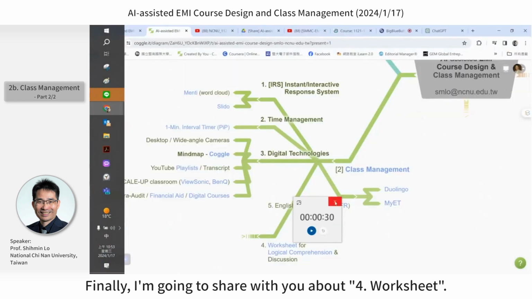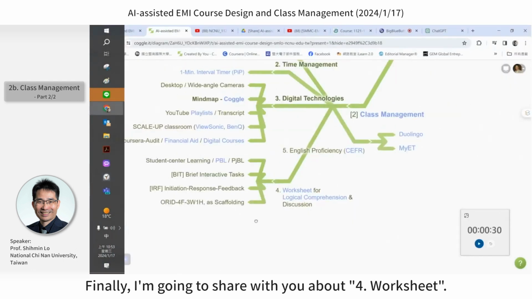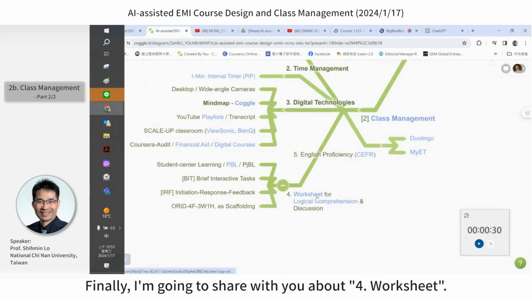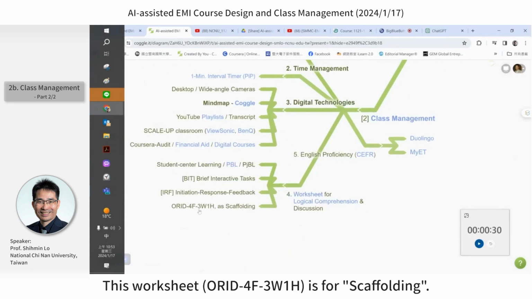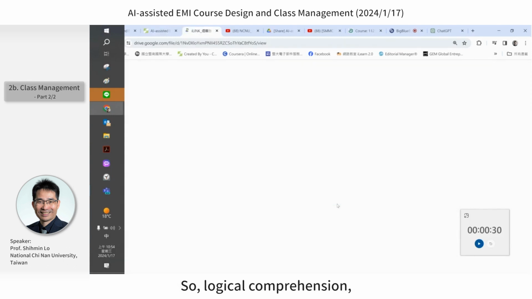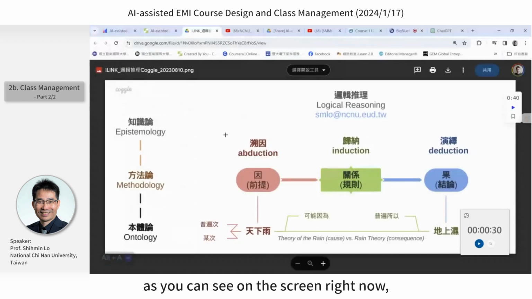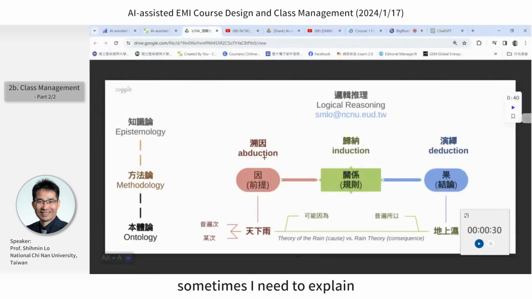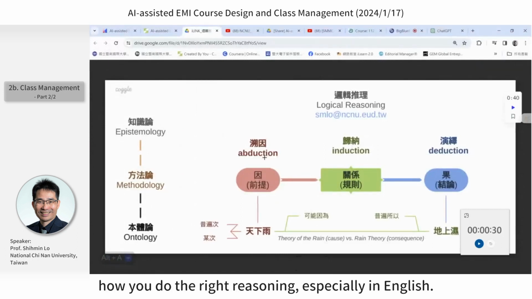And finally, I'm going to share with you some worksheets. This worksheet is for scaffolding. In fact, it helps students to frame their thoughts in a logical way. Okay, so logical comprehension. As you can see on the screen right now, sometimes I need to explain how to do the right reasoning, especially in English.